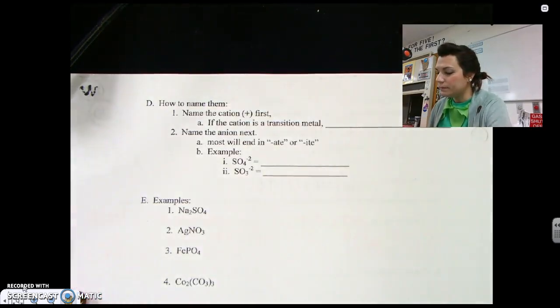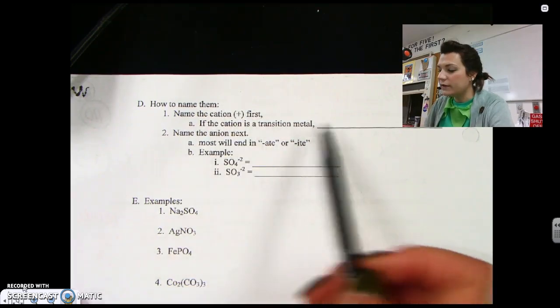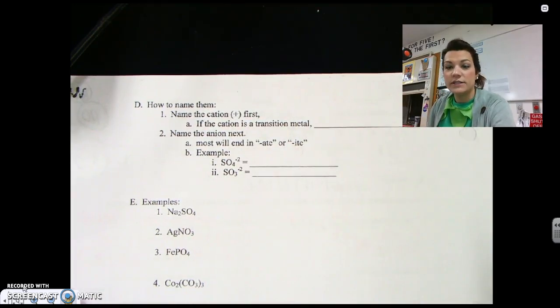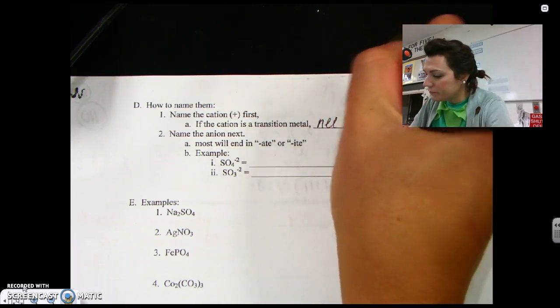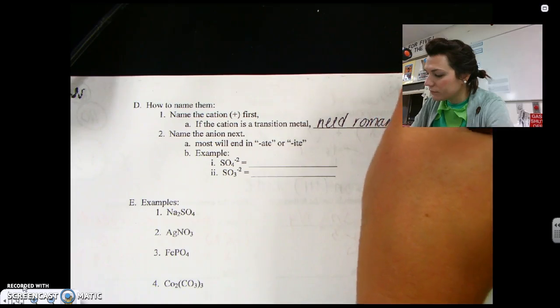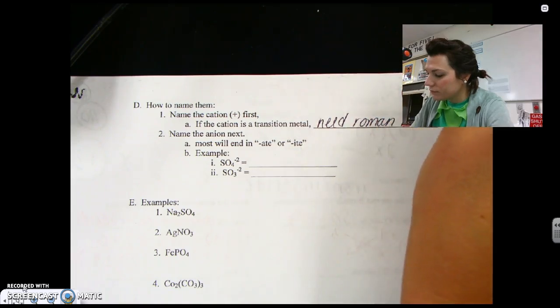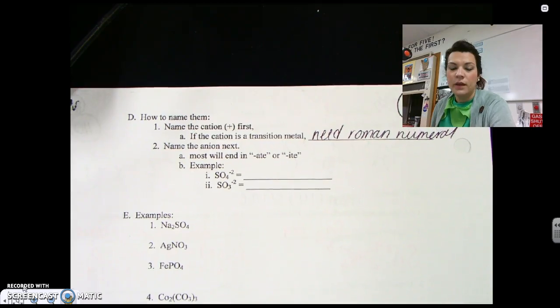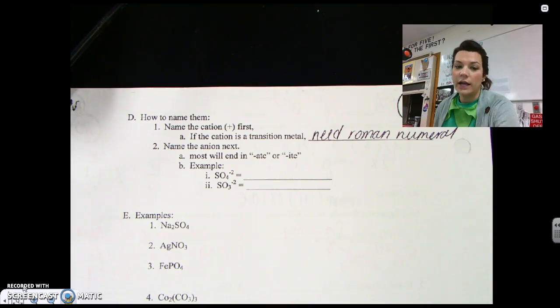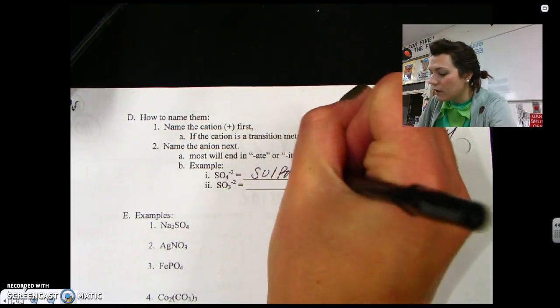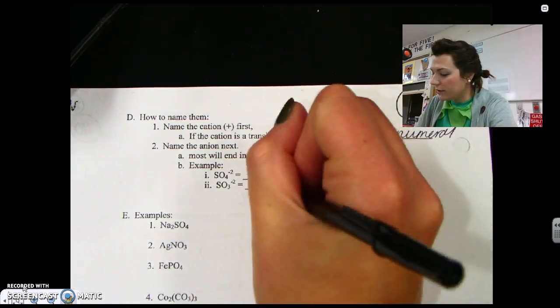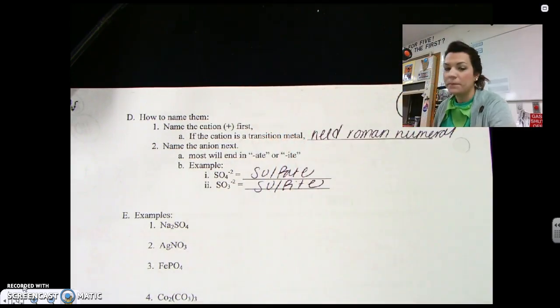To name them, you're always going to name the cation first, and then if the cation is a transition metal, what do you need to remember? You need a Roman numeral. Right? Then you do the anion or the polyatomic, and most will end in ate or ite. So SO4 -2 is sulfate, where SO3 -2 is sulfite. Okay, so let's just do a couple of examples here.